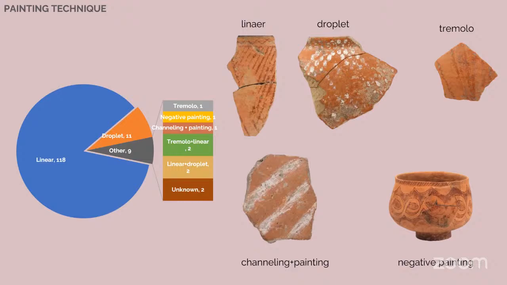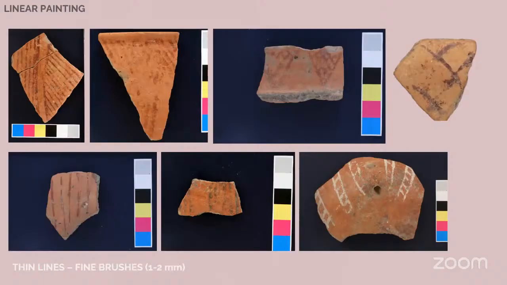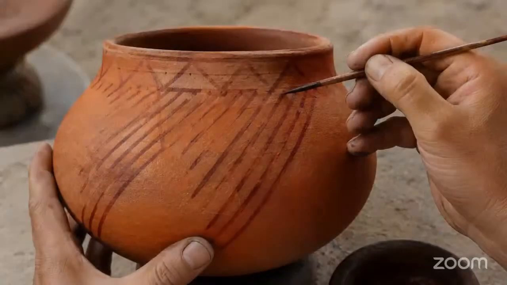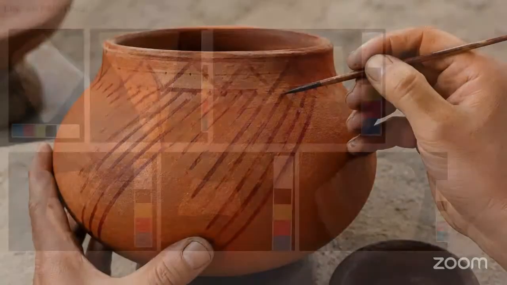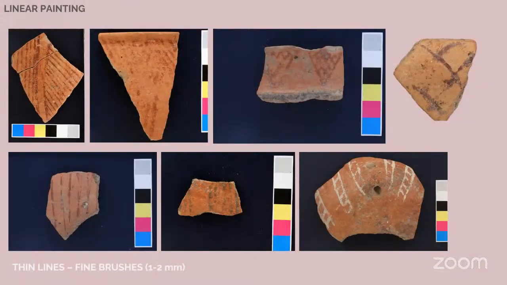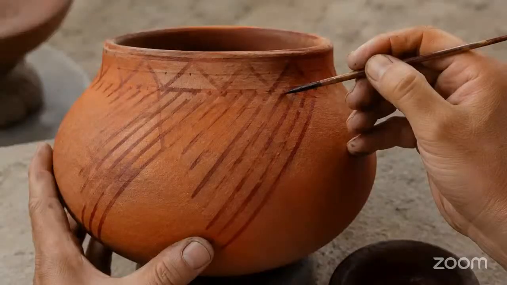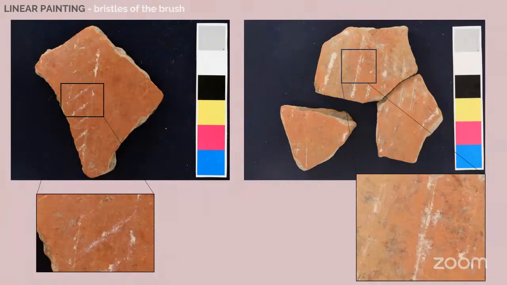The most prevailing is this linear painting, and it is done by linear brush strokes across the vessel surface. Those are usually very thin lines done probably with fine brushes that could look something like this. And as you saw, it is done in all paint colors. And on these samples, you can see these very fine lines that probably represent the traces of the brush bristles.